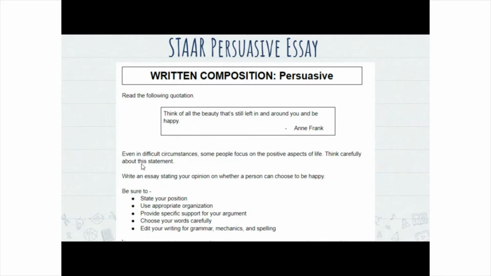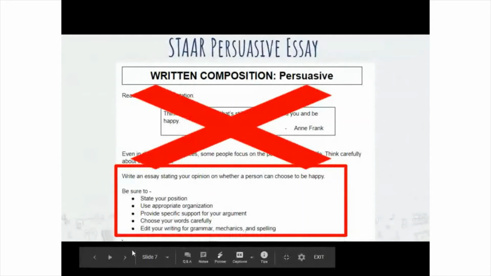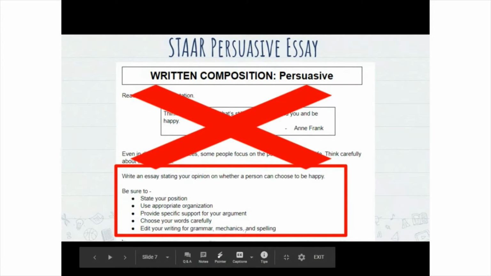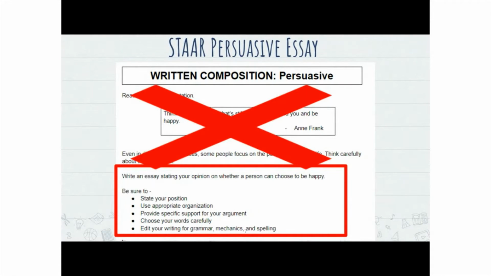It says think carefully about this statement. It doesn't say to write about it. It doesn't say to focus on it. It just says think about it. So might as well ignore it, right? It's not catered to the prompt. What you need to focus on is writing an essay stating your opinion on whether a person can choose to be happy. Okay, any questions? So let's move on.